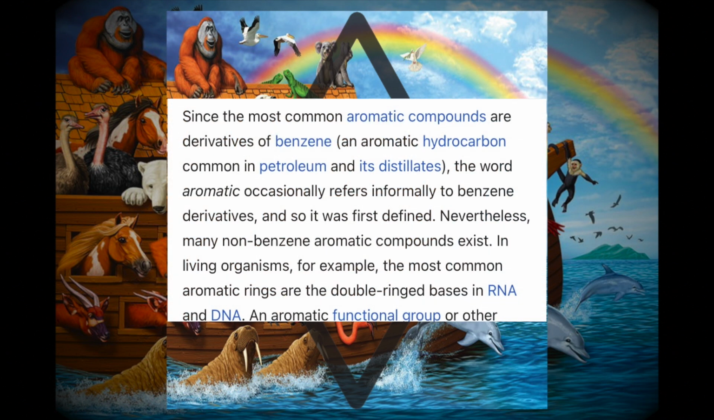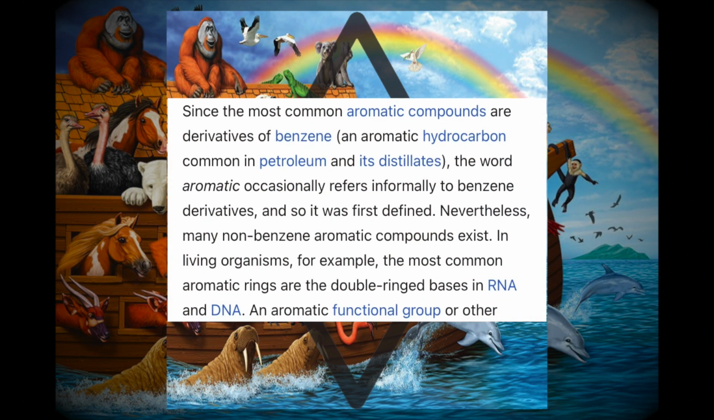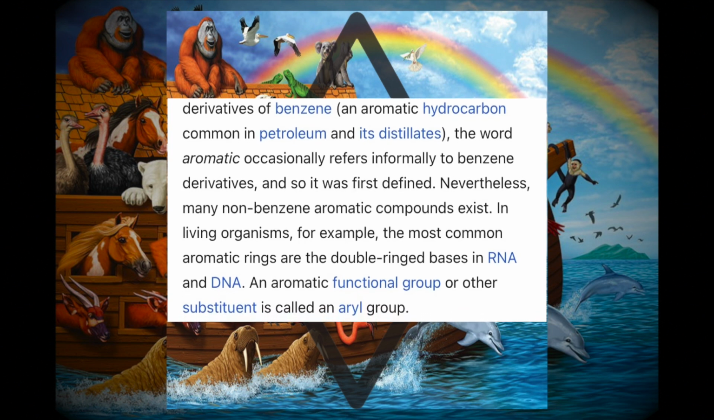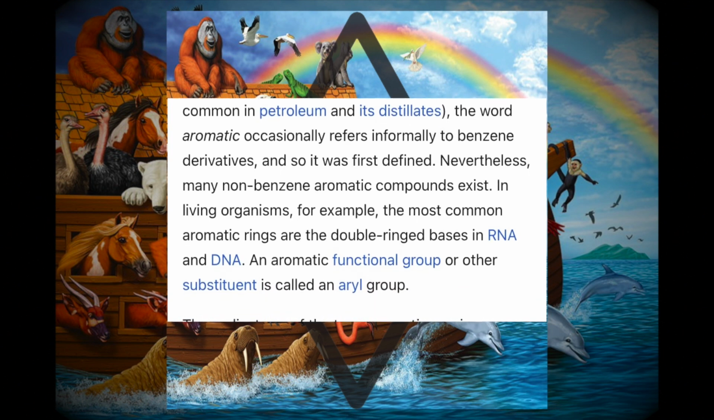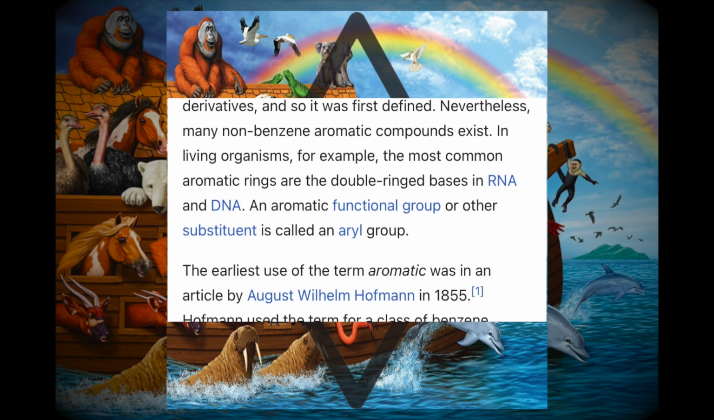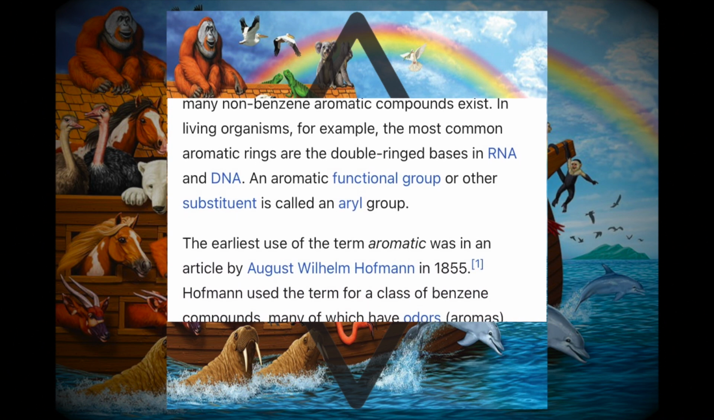Since the most common aromatic compounds are derivatives of benzene, an aromatic hydrocarbon common in petroleum and its distillates, the word aromatic occasionally refers informally to benzene derivatives, and so it was first defined. Nevertheless, many non-benzene aromatic compounds exist in living organisms. For example, the most common aromatic rings are the double ring bases in RNA and DNA. An aromatic functional group or other substituent is called an aryl group.